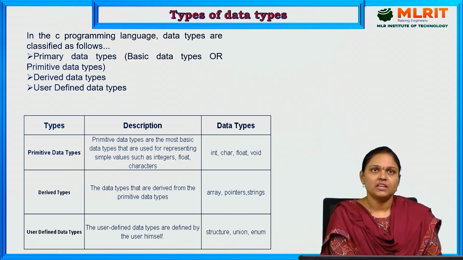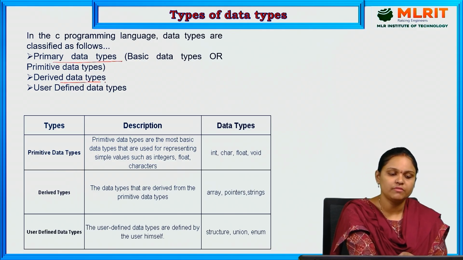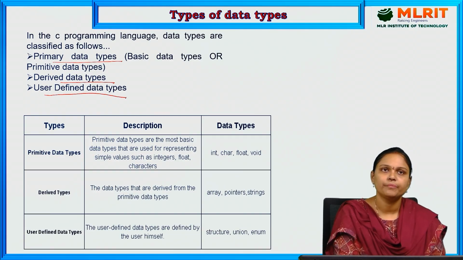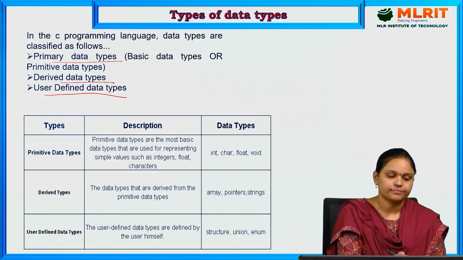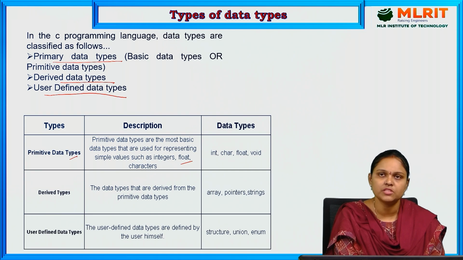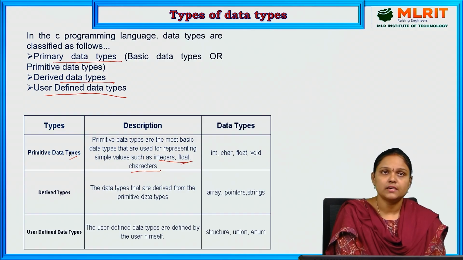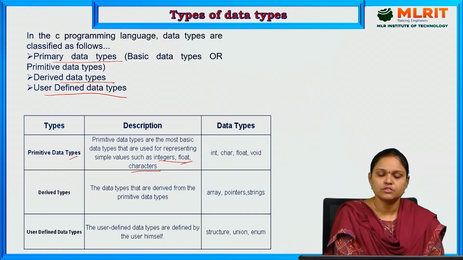In the C programming language, data types are classified as follows: primary data types, derived data types, and user-defined data types. So this is the primary data types. The description of this: primitive data types, also called basic data types, are used to represent simple values like integer, float, and characters. The data types that we use in our C program in the shortest form are int, char, float, and void. So these are the primitive data types that we are using in our C program.